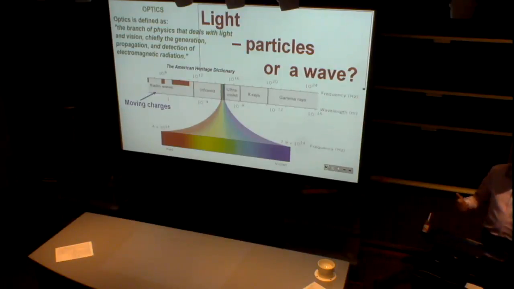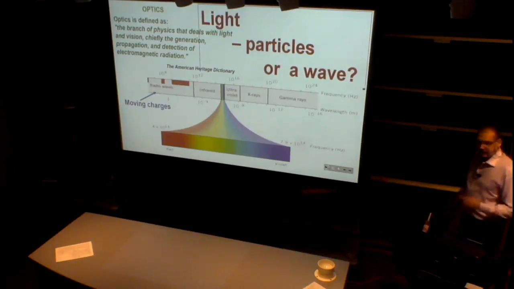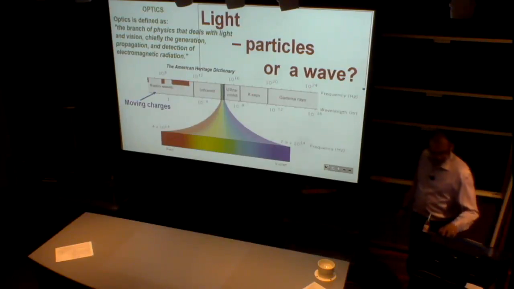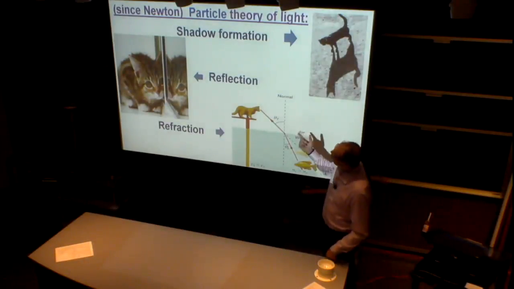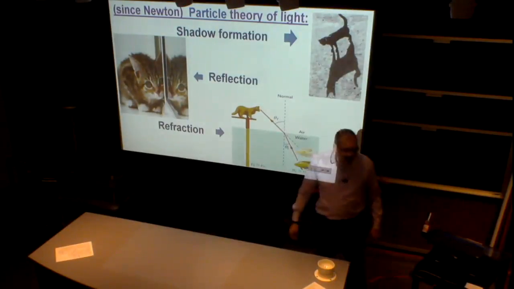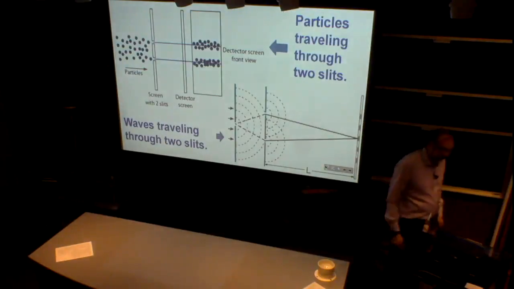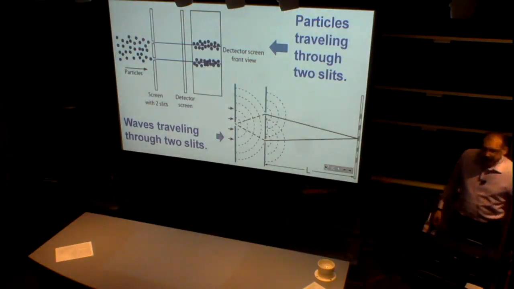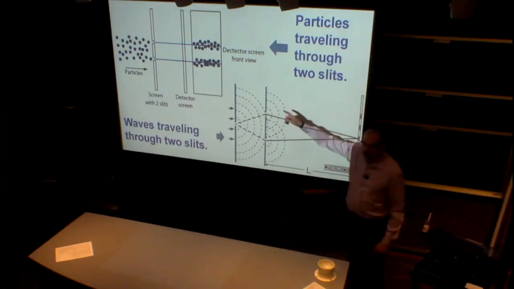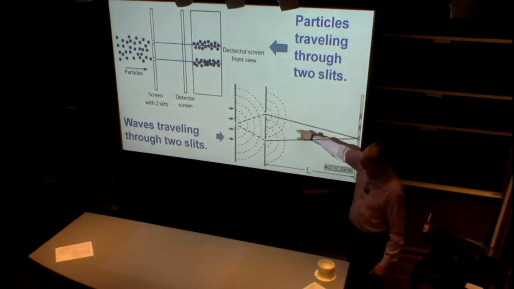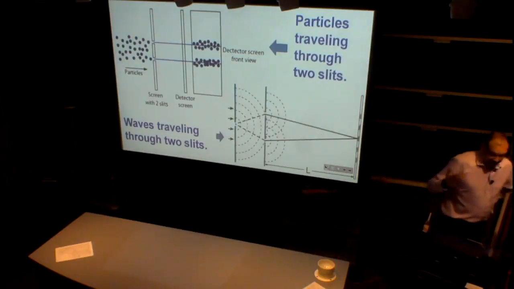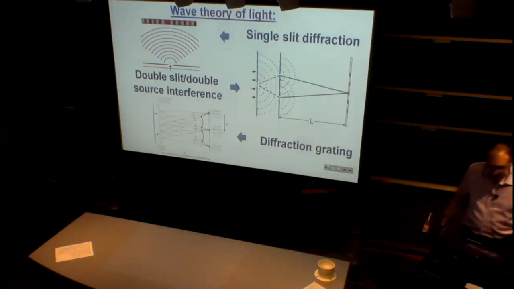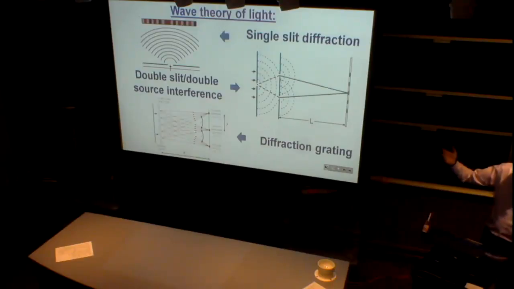We have been convinced light is a transverse wave, because all experiments prove that. The original particle theory, which worked well for reflection and refraction, was absorbed by the next theory, the wave theory of light, because particles can't do that. Particles can't interfere, can't diffract. So naturally, light is a wave because light can interfere, can diffract.